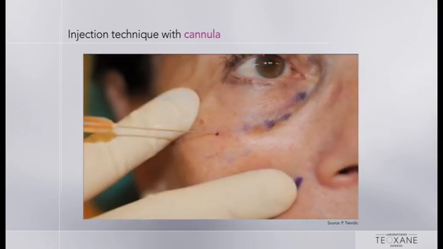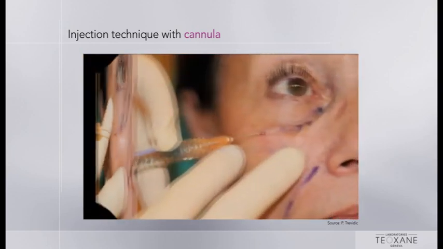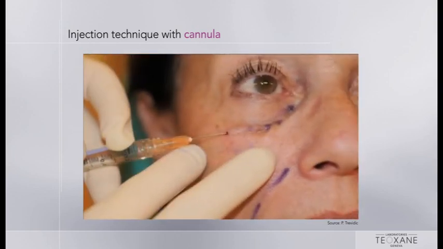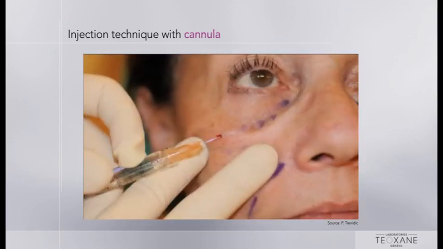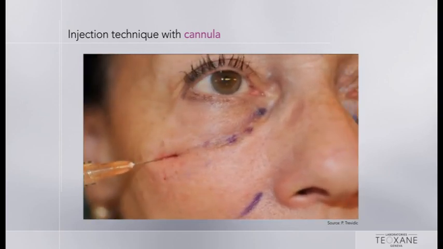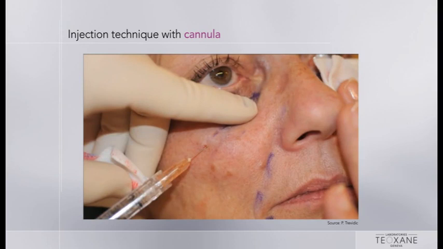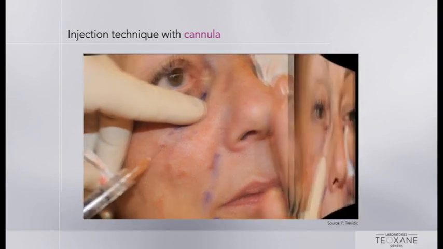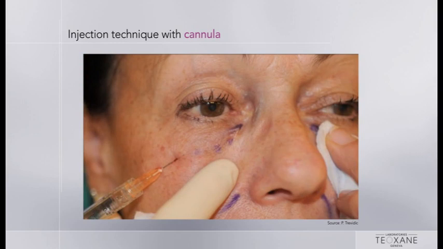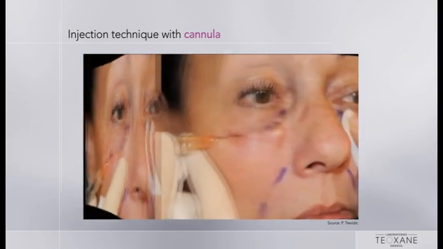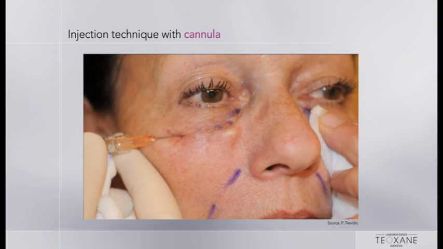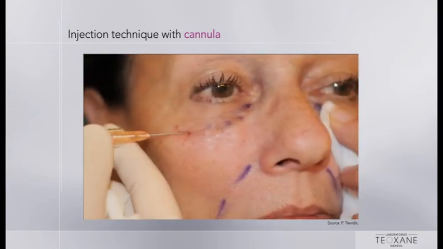Then the cannula is introduced in the depth of the lower inner angle of the eye. The product is injected with a retrograde technique, enabling the control of the end of the cannula. Then, the area under the tear trough is filled for a global harmonization.